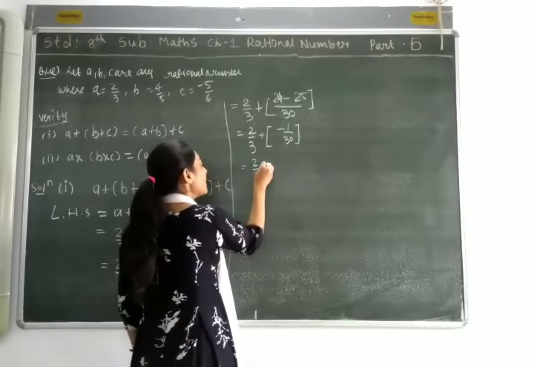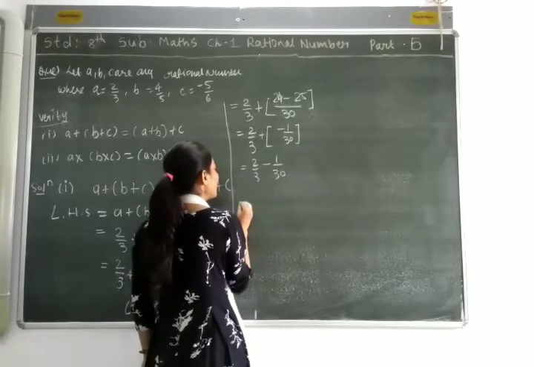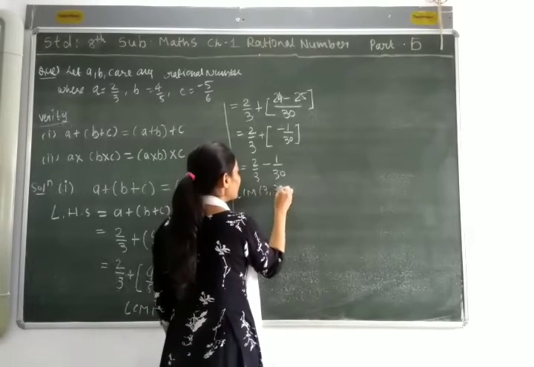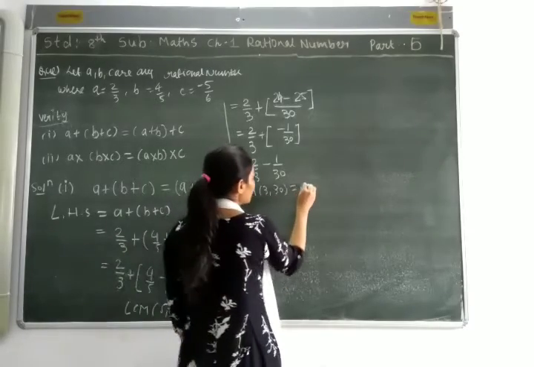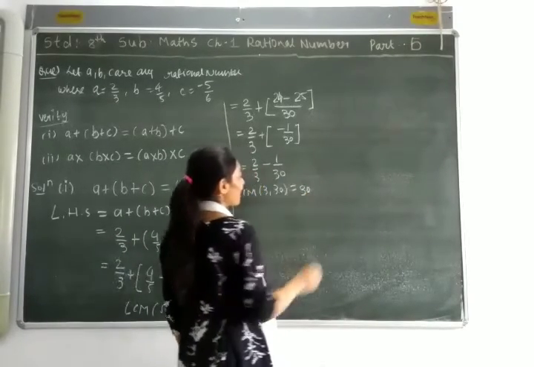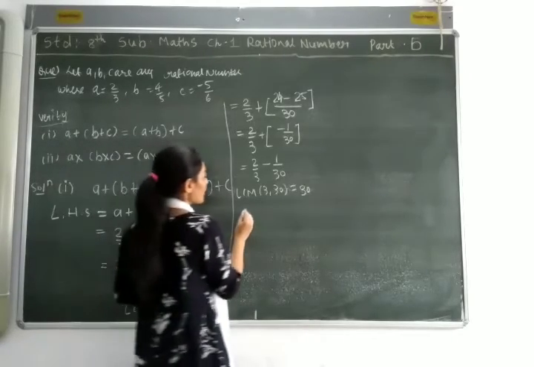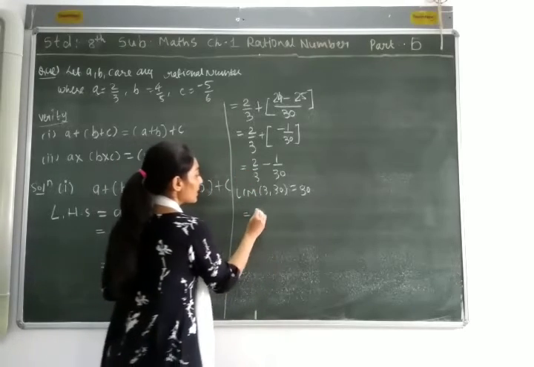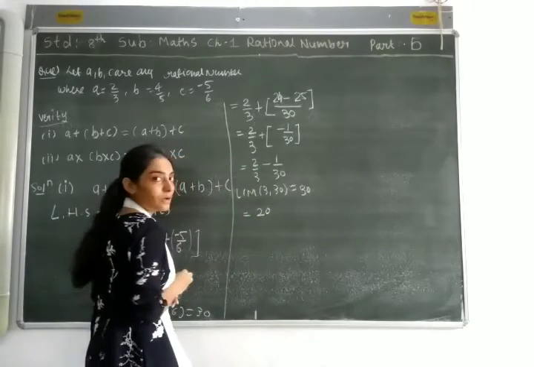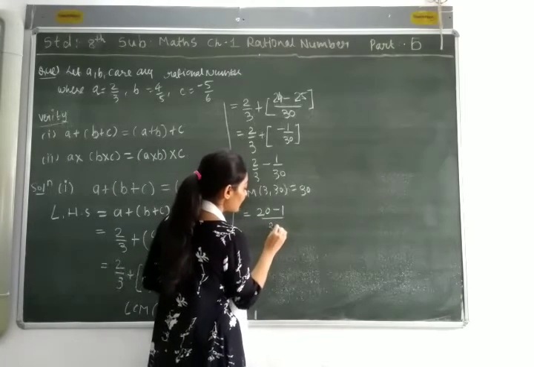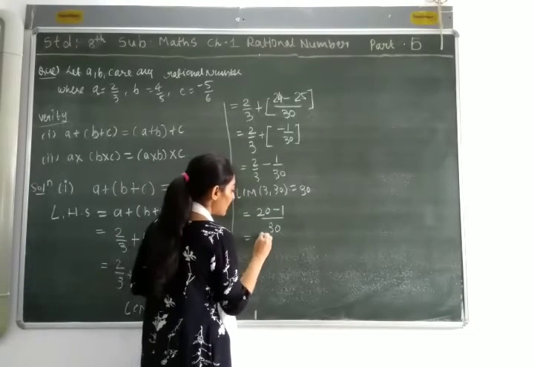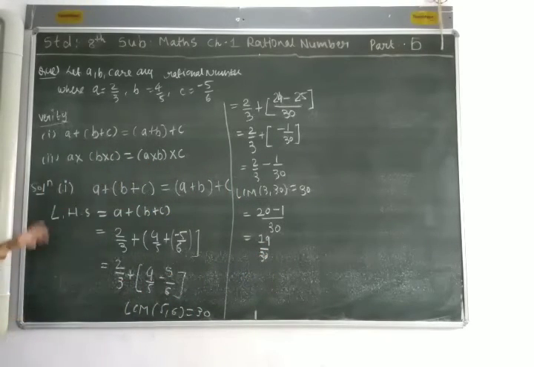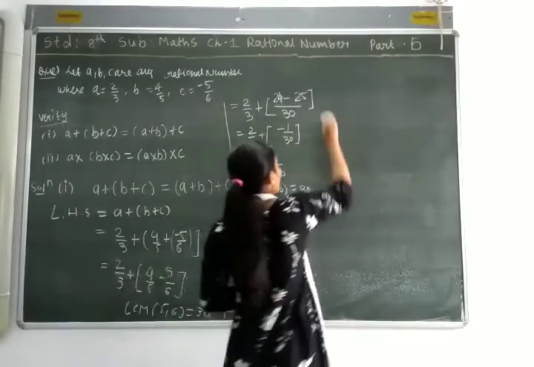So 2 by 3 minus 1 upon 30. Again take the LCM of 3 and 30. That is 30 only. So we have to make the denominator 30 over here, which means 20 multiplied with the 10, minus 1 divided by 30. So I am getting 19 upon 30. So while solving the left hand side, I am getting 19 upon 30.